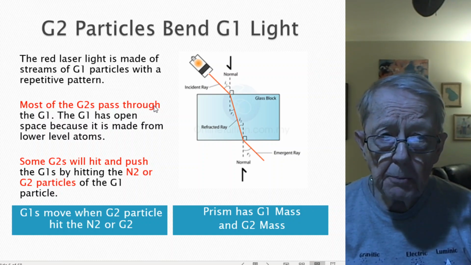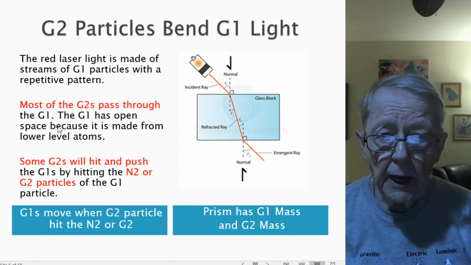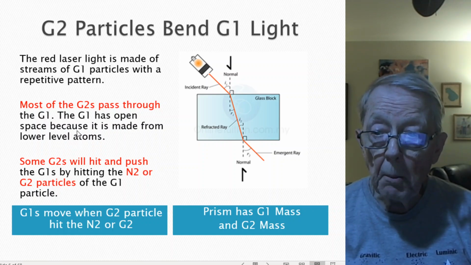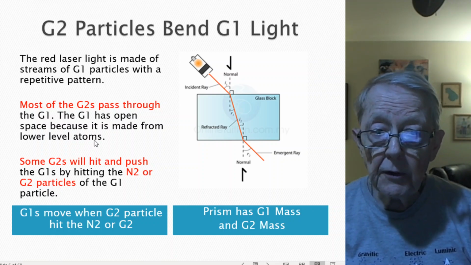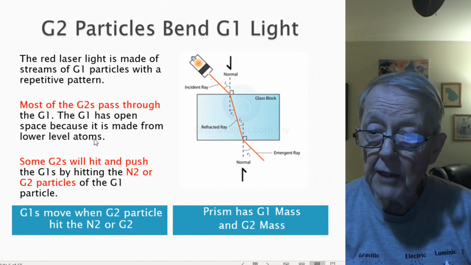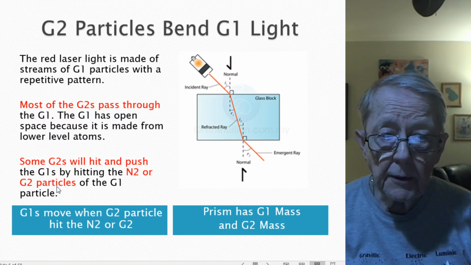Most of the G1s pass through it. They pass straight through and out, straight through the glass. The G1 has open space because it's made of lower level atoms, subatomic atoms. The particle itself has lots of open space, and that's how it gets that open space. If it didn't have the open space, it wouldn't bend.